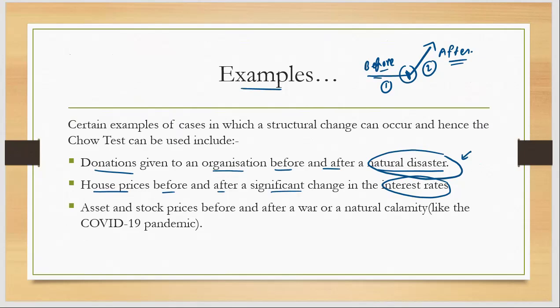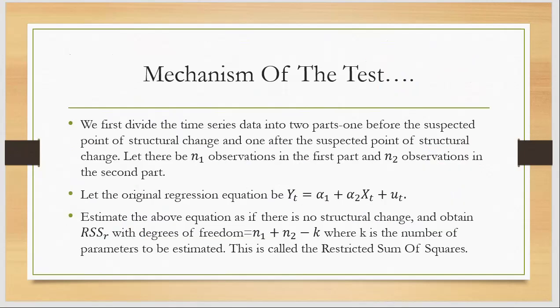we need the Chow test. And the most important example in recent time is the COVID-19 pandemic: asset and stock prices before and after a war or a natural calamity like the COVID-19 pandemic, that is also a very good example of structural break, right? I hope this much is absolutely understood. This is the concept. Now let us go into the mechanism and understand step by step how you would perform this test, the mechanism of the test.